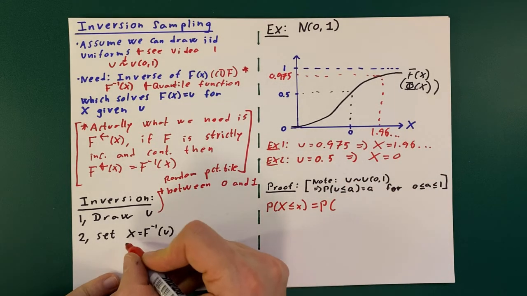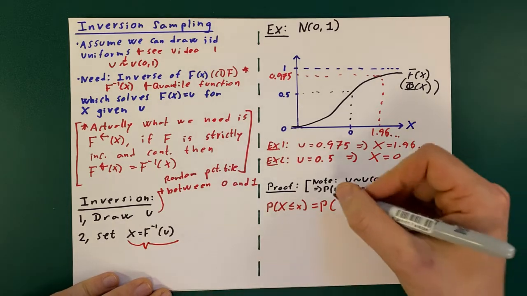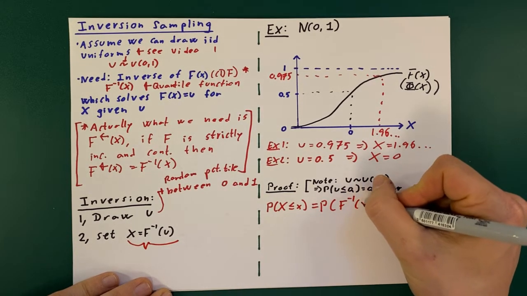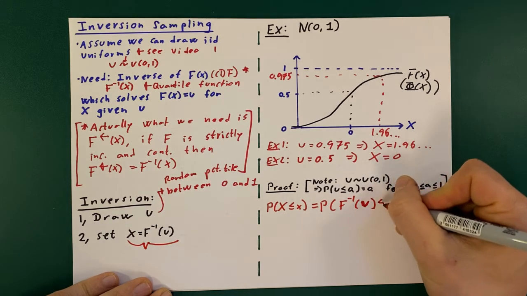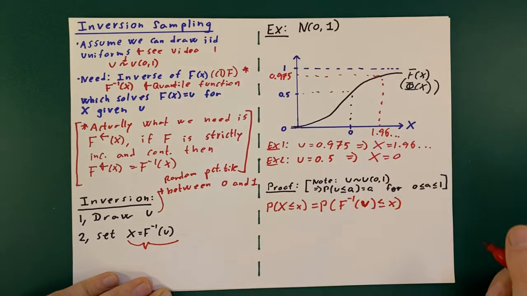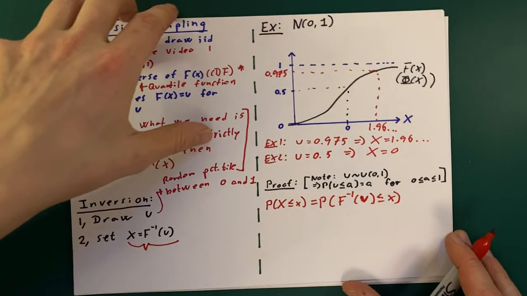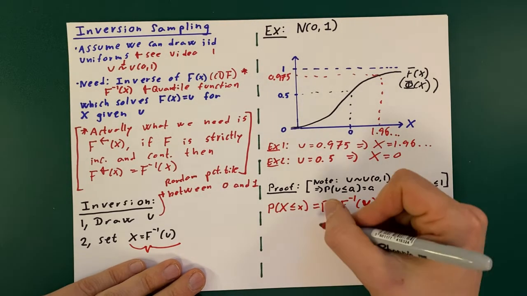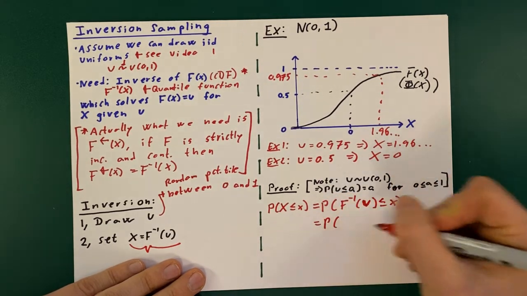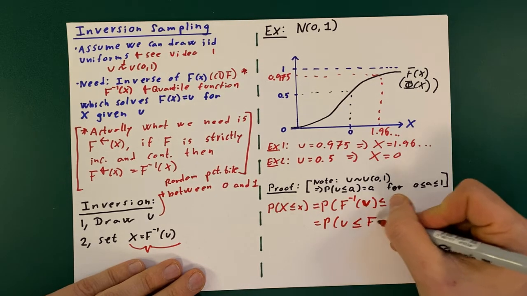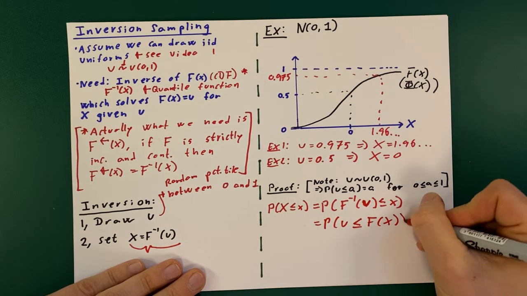That was what we got over here. That's the probability that F inverse of U is less than or equal to small x. Well, what can we do over here? We can take capital F on both sides of the less than or equal to sign. Then we get the probability of U being less than or equal to F of x.